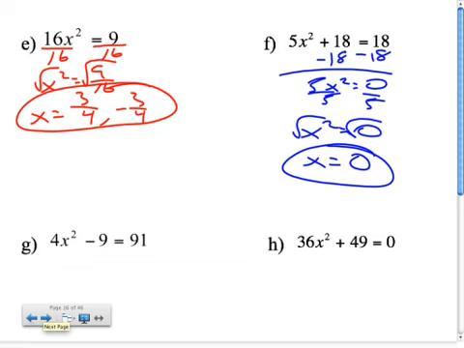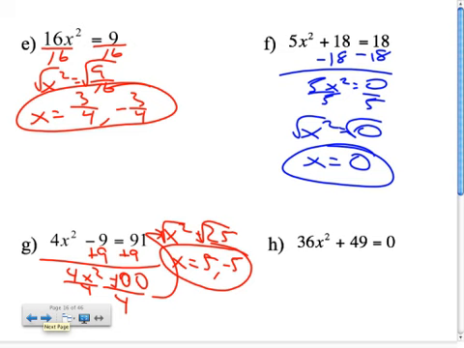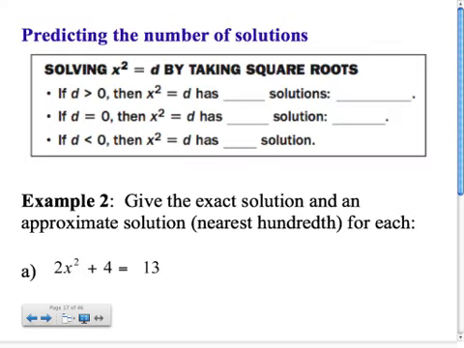We'll do part G, and then we'll move on here. So part G, we'll add 9 to both sides. Okay, so I get 4x squared equals 100. Divide by 4 on both sides. So I get x squared, 100 divided by 4 is 25. Take the square root of both sides, so x equals 5 or negative 5. All right, and again, you guys can keep plugging away there with h. I guess that's the last one there.